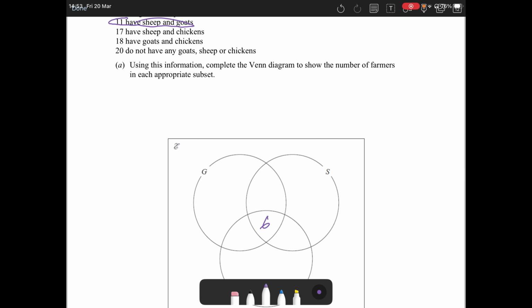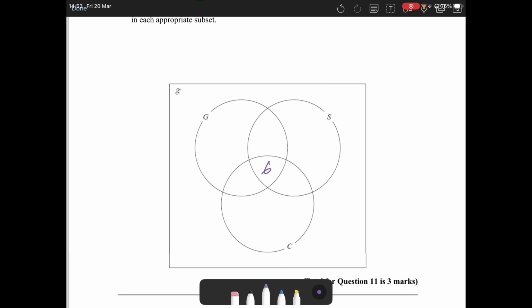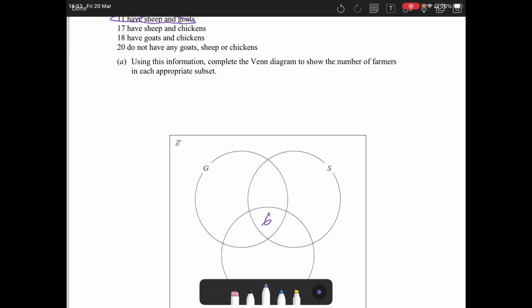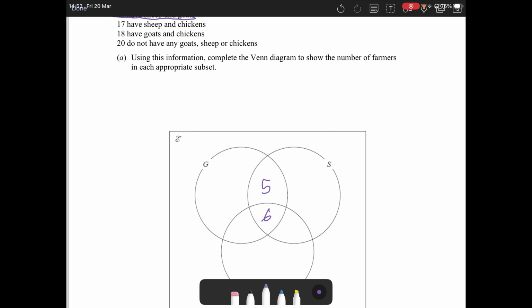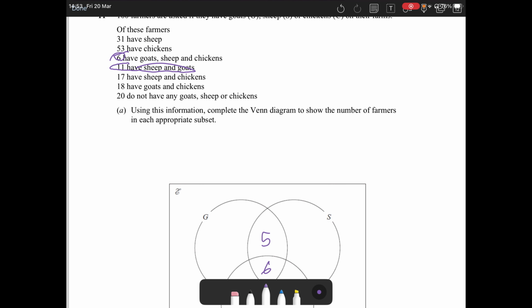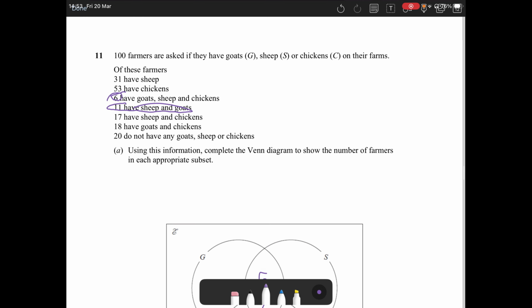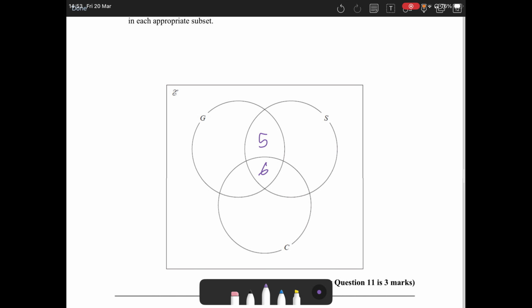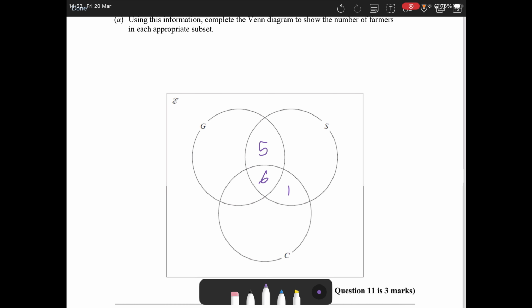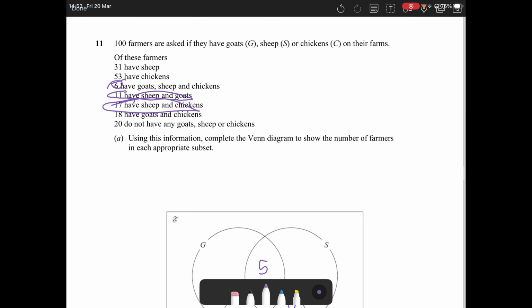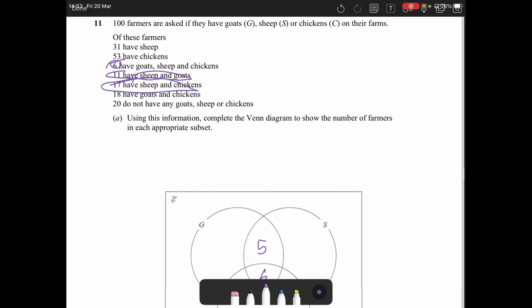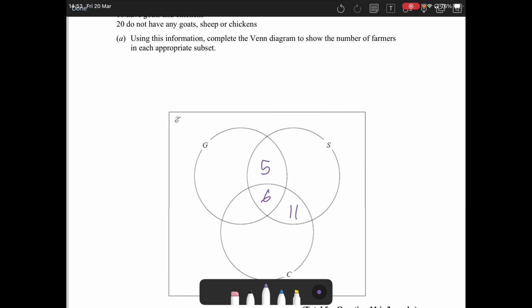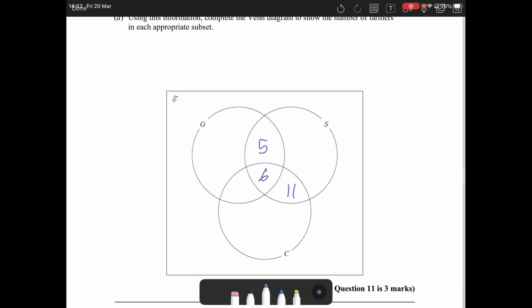Sheep and goats. So sheep and goats is the top bit. Now, if they both add up to 11, that has to be 5. Because remember, the middle is included within this 11. So 5 people have goats and sheep, but not chickens. 17 have sheep and chickens. So sheep, chickens, that's going to be 11 because they have to add up to 17. 18 have goats and chickens, meaning this has to be 12, right? Because 12 and 6 have to add up to 18.